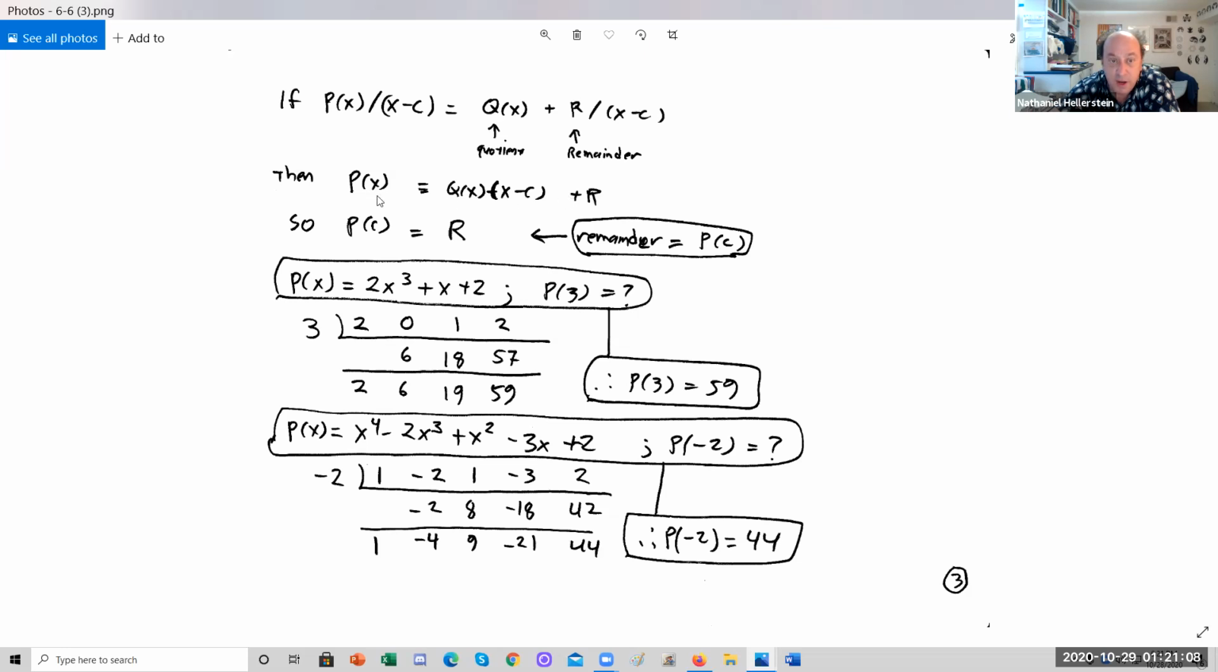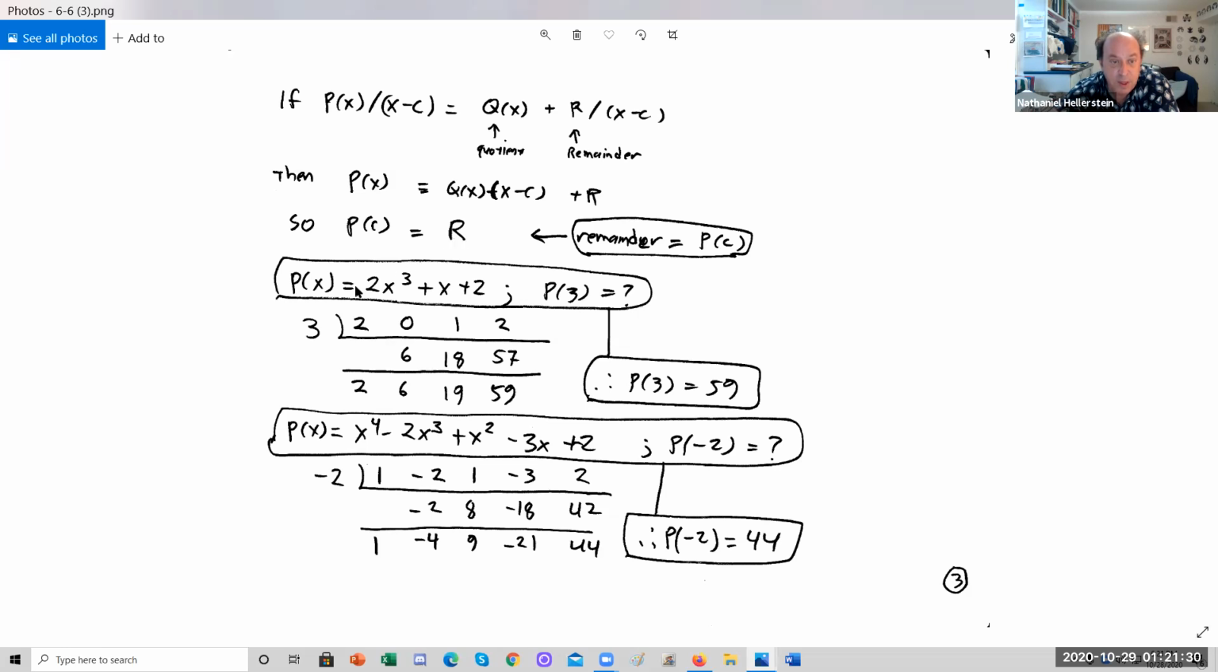And then in particular, if we set x equal to c, then this c minus c is 0, so this all vanishes, and what is left is the remainder. So p of c is the remainder. So evaluating a polynomial at c, you can do synthetic division, and the remainder is the value.